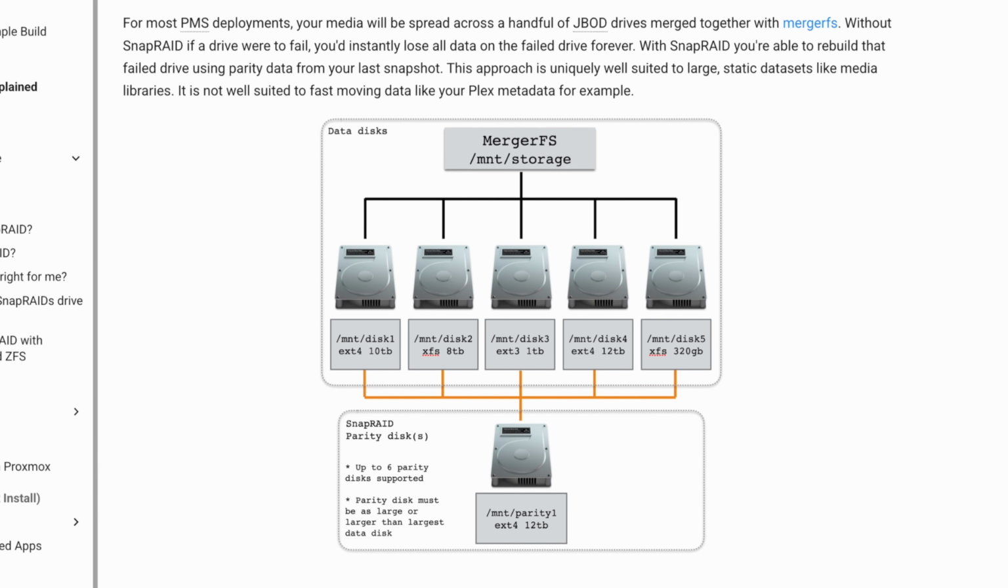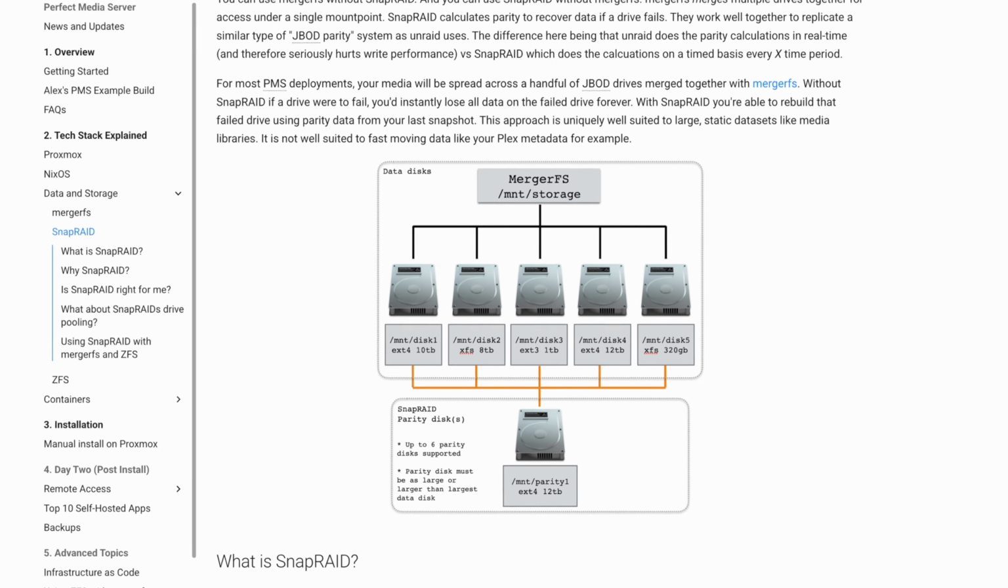This is less of an issue for large, mostly static datasets like media files, but it can be a pretty poor choice for use cases with large amounts of churn like application data or databases. Stuff like your Plex metadata, for example, would be a poor choice for SnapRAID.